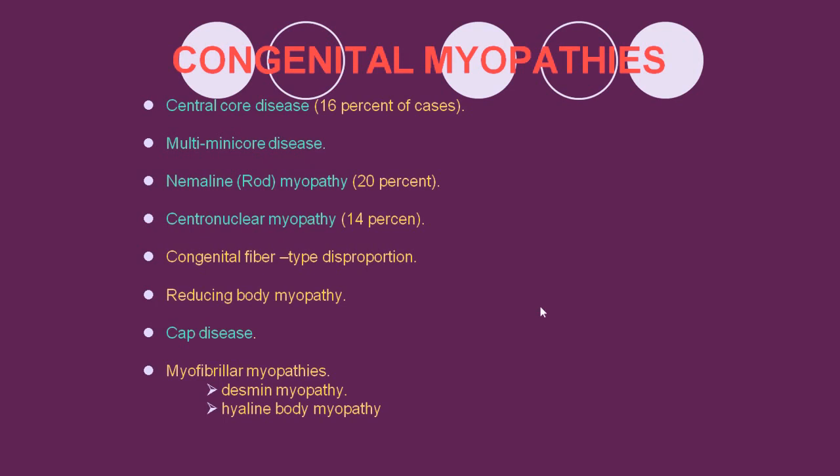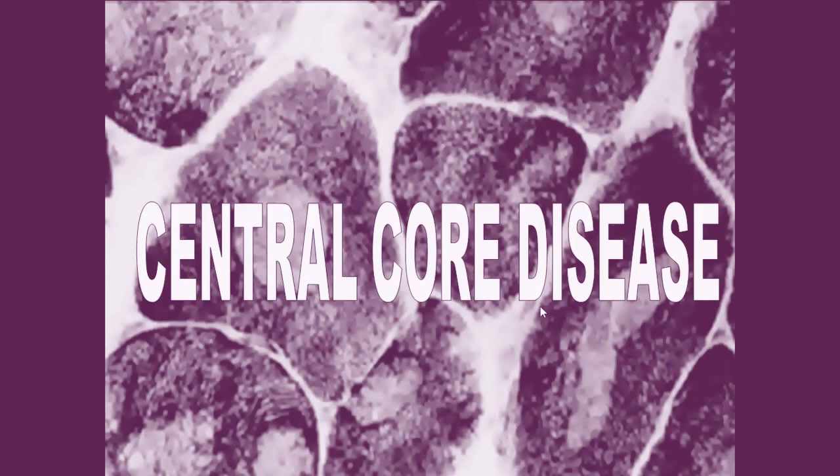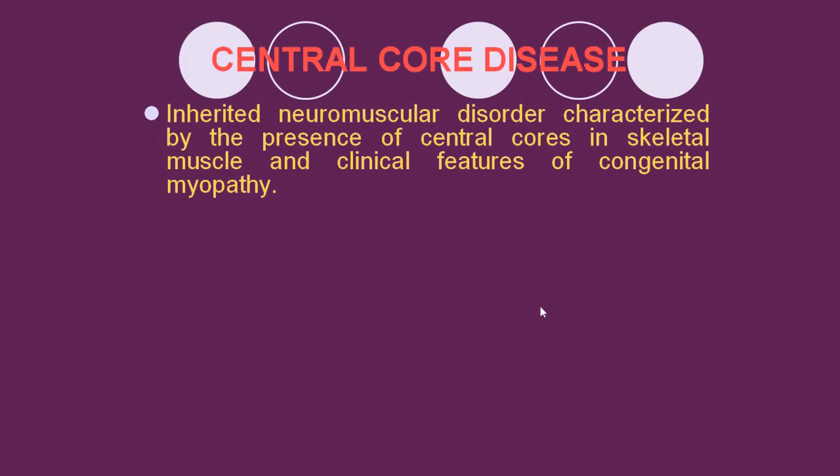We will discuss central core disease, multi-mini core disease, Nemaline myopathy, centronuclear myopathy, and CAB disease. We will start with central core disease. It is an inherited neuromuscular disorder characterized by the presence of central cores in the skeletal muscle and clinical features of congenital myopathy.